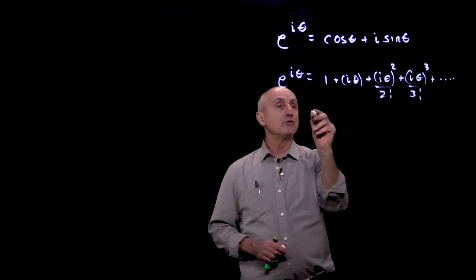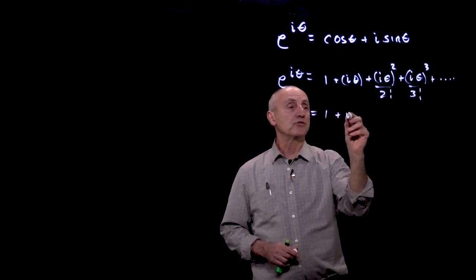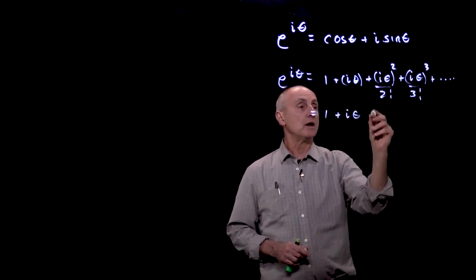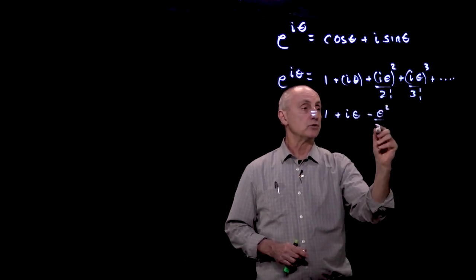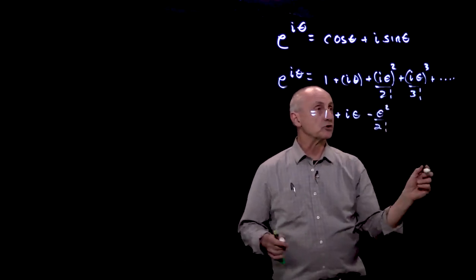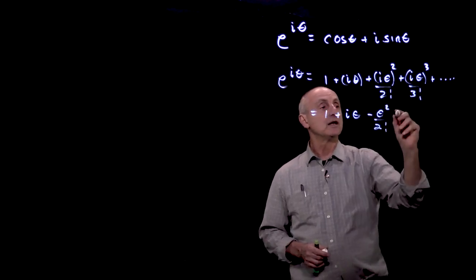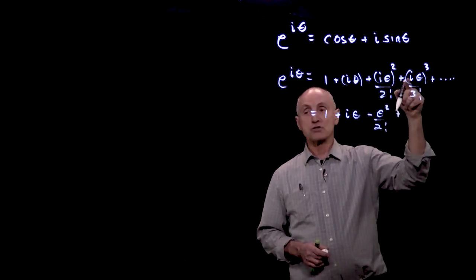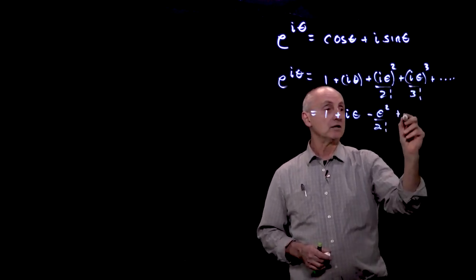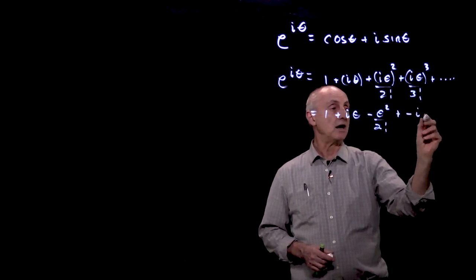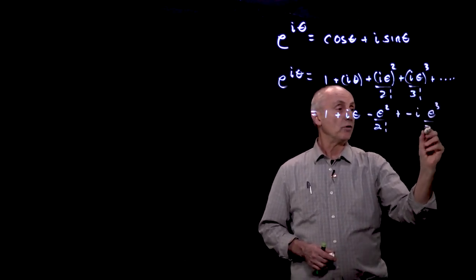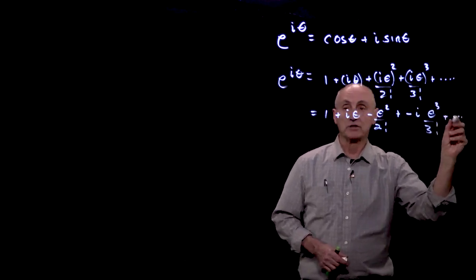Now, if you notice, this is 1 plus i theta. i squared, that's minus theta squared over 2 factorial. i cubed is i squared, minus 1, times another i. So instead of plus, it's minus i theta cubed over 3 factorial plus dot, dot, dot.